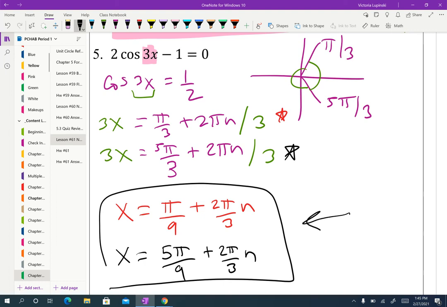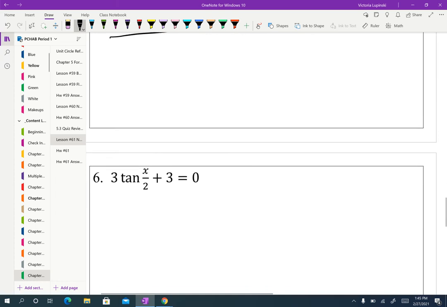Feel free to pick values of n, plug them in, go back to the original equation and check it. And I promise, whatever you get there, you will get a cosine of 1/2. But again, this is kind of just something you can do if you have extra time. Let's take a look here at number 6.